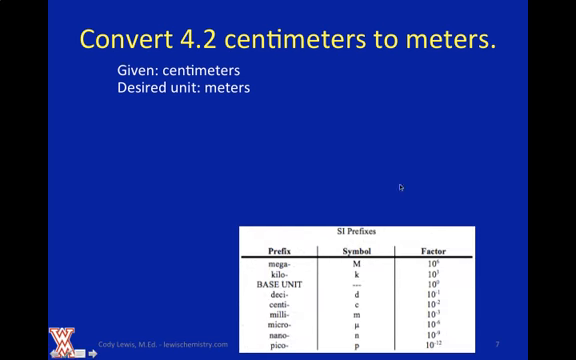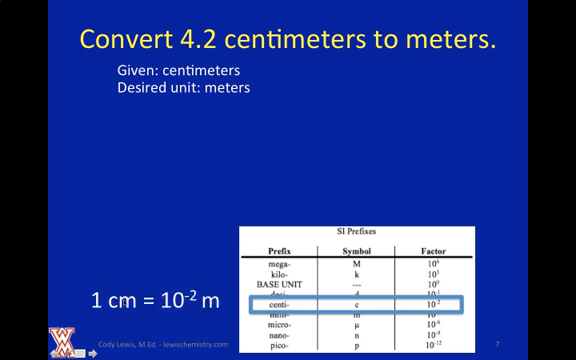Okay, so we go back to this chart that we need to have memorized and look for our prefix. Our prefix is centi. Centi, lowercase c, means 10 to the negative 2. So our equivalency factor is 1 centimeter equals 10 to the negative 2 meters. The centi is a prefix. In metric conversions, your prefix always gets a coefficient of 1. The meaning of the prefix, 10 to the negative 2, goes by your base unit. That makes both of these sides equal.